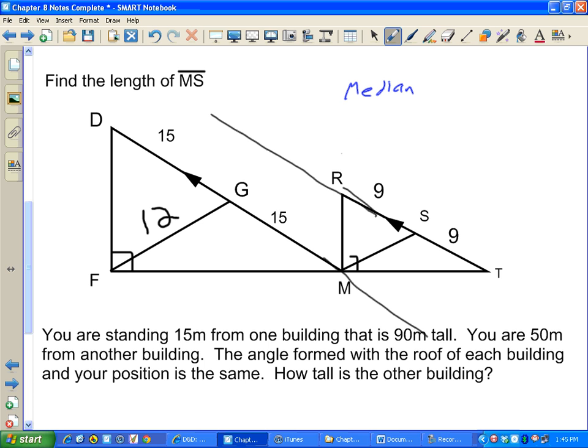Okay, and then this would be your transversal that's coming across both. And so if you can see here, this angle and this angle would be congruent. Or no, not that one. Sorry.